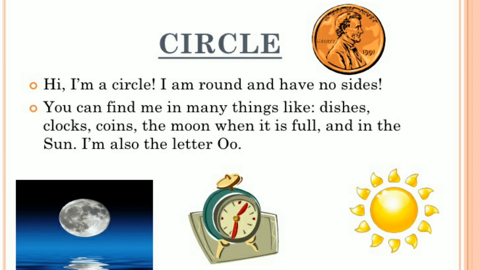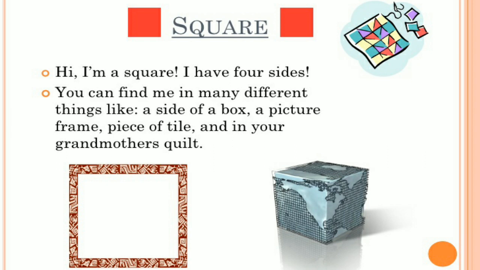We have button, pizza. Who likes to eat pizza? Pizza is also round, and our roti is round. So many things we can find all around us. So circle or round has no sides, and you find many places of circle.